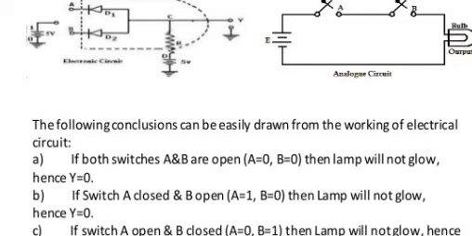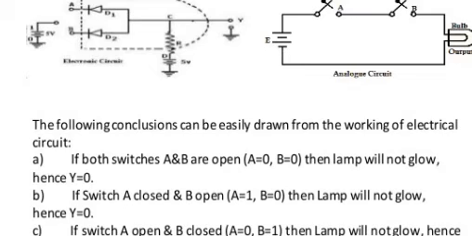The second conclusion says, B part: if switch A is closed and B open, meaning A has value 1 and the input of B has value 0, then the lamp will not glow, hence Y equals 0. Because this circuit is working in such a manner that if either A or B is not closed, then the final output will be 0, meaning your bulb will not glow.